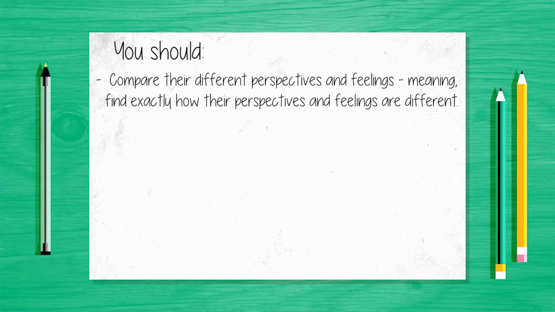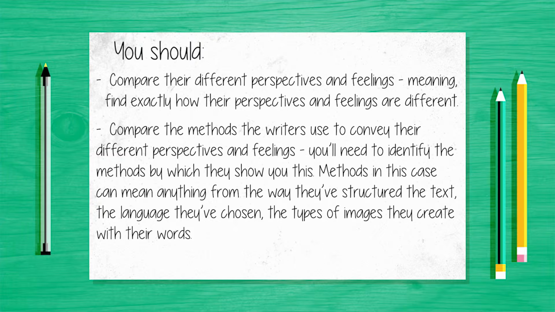There's clearly going to be something different between the way these two writers view and feel about their children growing up. Compare the methods the writers use to convey their different perspectives and feelings. This step will come second, as once you've identified how each speaker feels about their children, you'll then need to identify the methods by which they show you this.